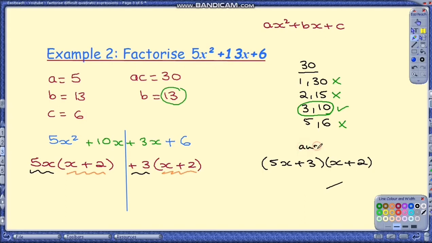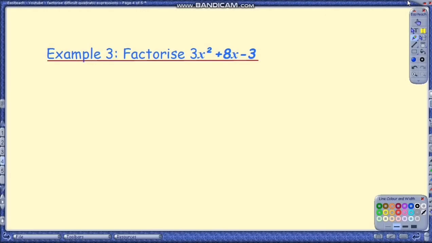And then remember, you can always multiply it out to check that it does give you 5x squared plus 13x plus 6. And that's example 2. Okay, let's have a look at example number 3. Example number 3 is factorising 3x squared plus 8x minus 3.